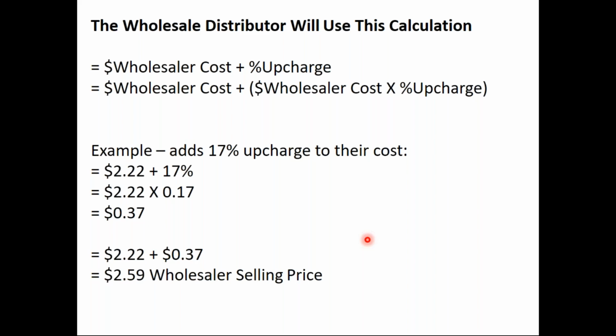Now, differently, as I pointed out, the wholesale distributor is going to use a different calculation. They may add an upcharge. So they're taking their wholesale cost, and then they're going to add some amount. If we sell it to them for $2.22, remember that was the factor when selling to that level, and let's say they add 17%, you take the 2.22 times 0.17, which is 37 cents. You add the 37 cents to the 2.22, and look at that, there's the 2.59 that we saw before.